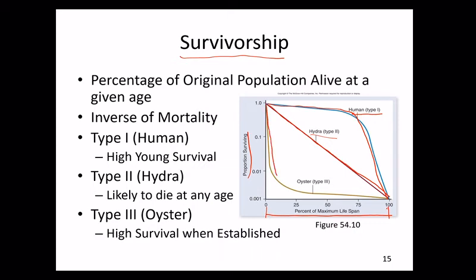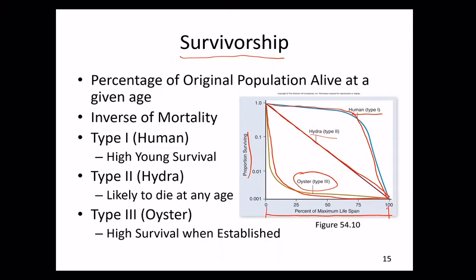The third type of curve is represented by the oyster, okay? And the third type of curve, or type 3 survivorship curve, shows a high mortality or low survivorship early in life, but once established, there's a high longevity.